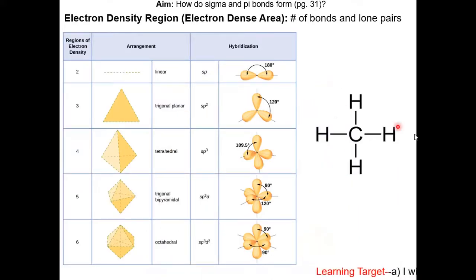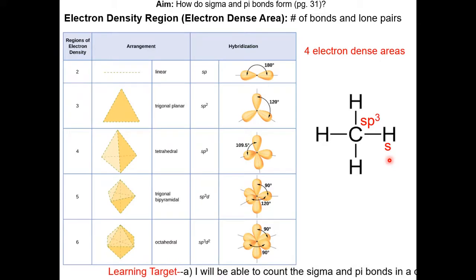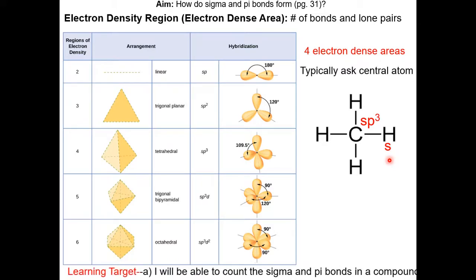Let's look at an example. CH4 has four electron dense areas: 1, 2, 3, 4. Therefore, this carbon is sp3 hybridized. Since this hydrogen only has one electron dense area and a hydrogen atom only has one electron, it will be s. Typically on exams, they will only ask about the central atom.